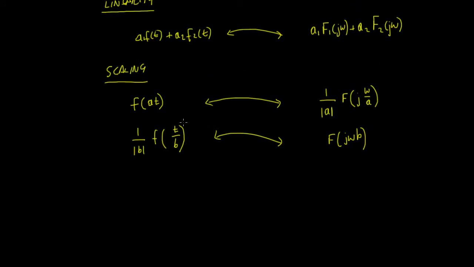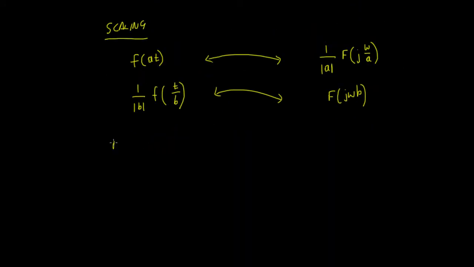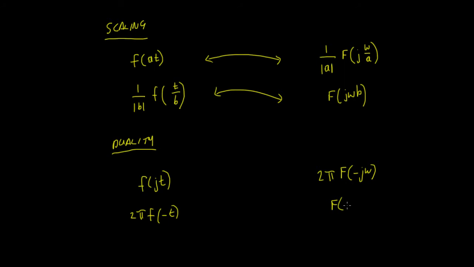Next we looked at the duality. The duality told us that some function f of t would give us another function in the frequency domain, 2 pi f of minus j omega, and in the time domain we could say 2 pi f of minus t, and the frequency domain would give us a value f of j omega.